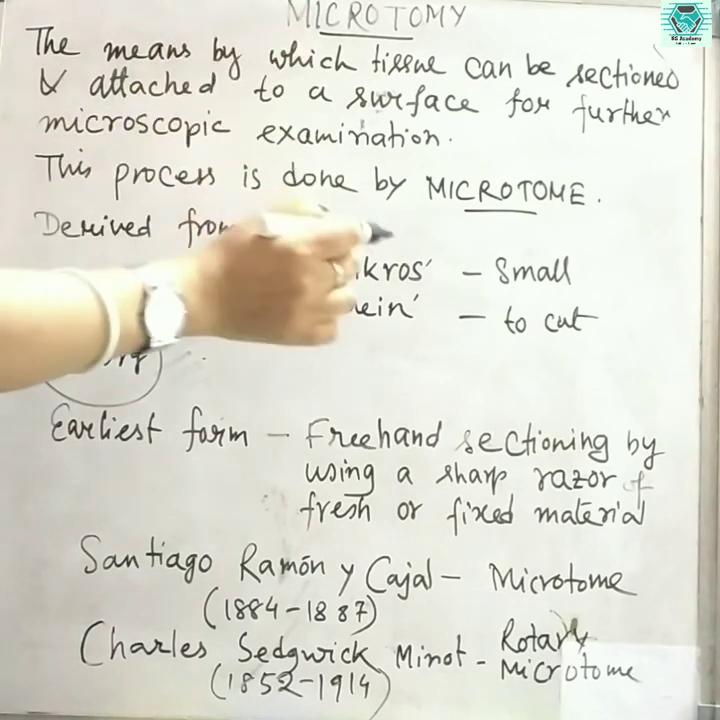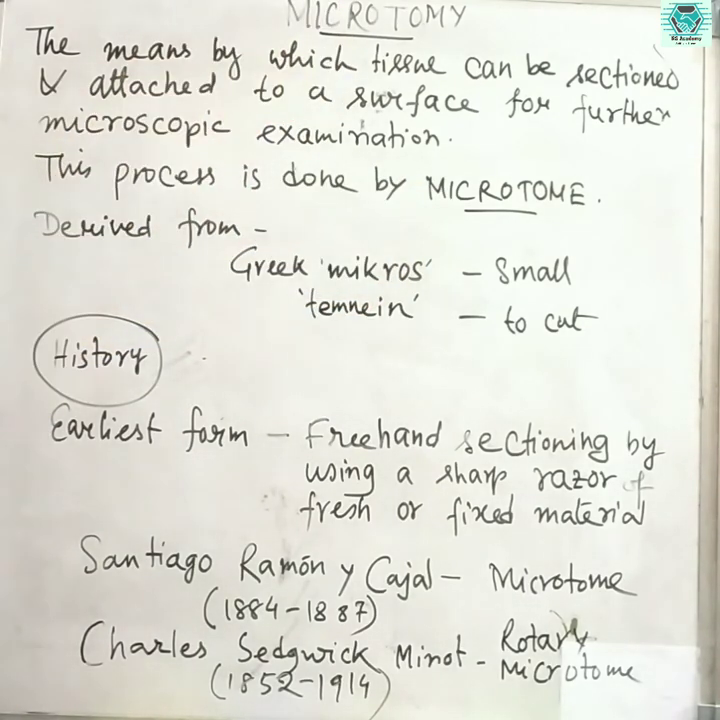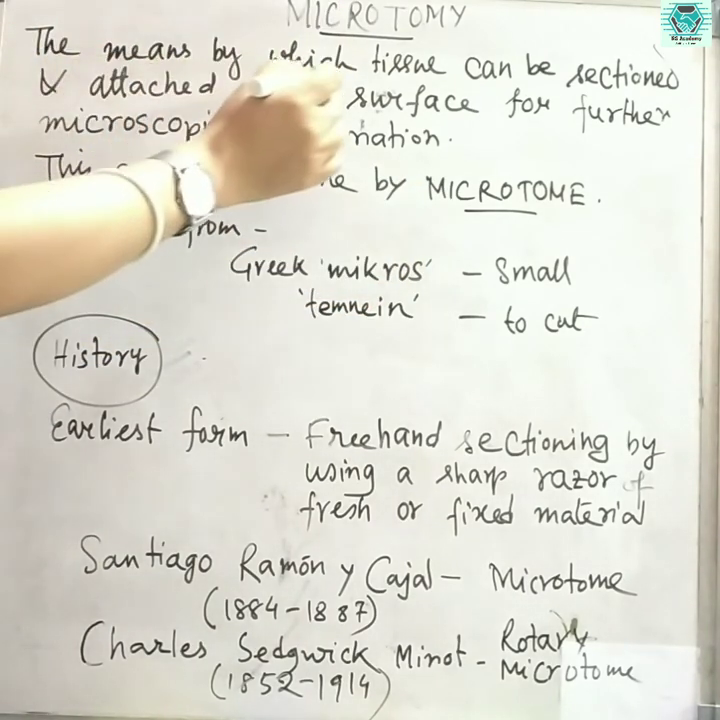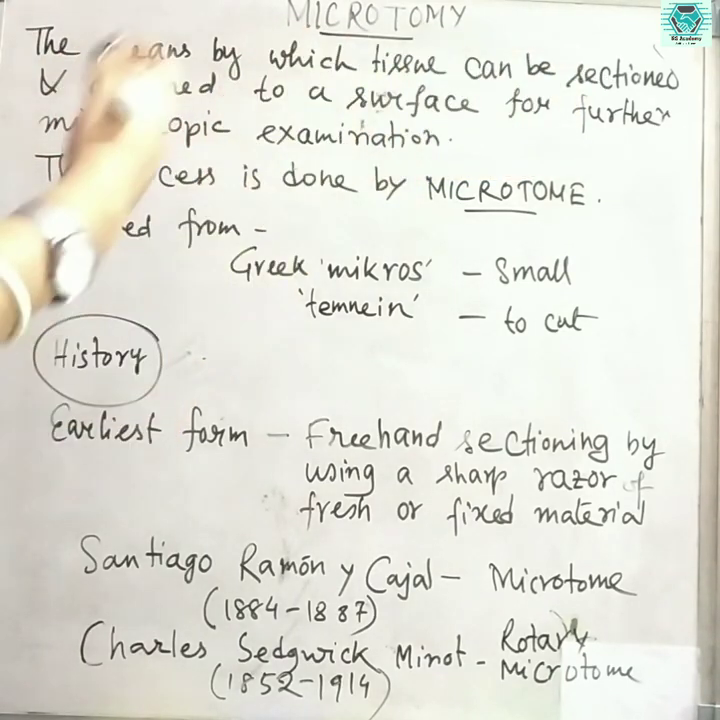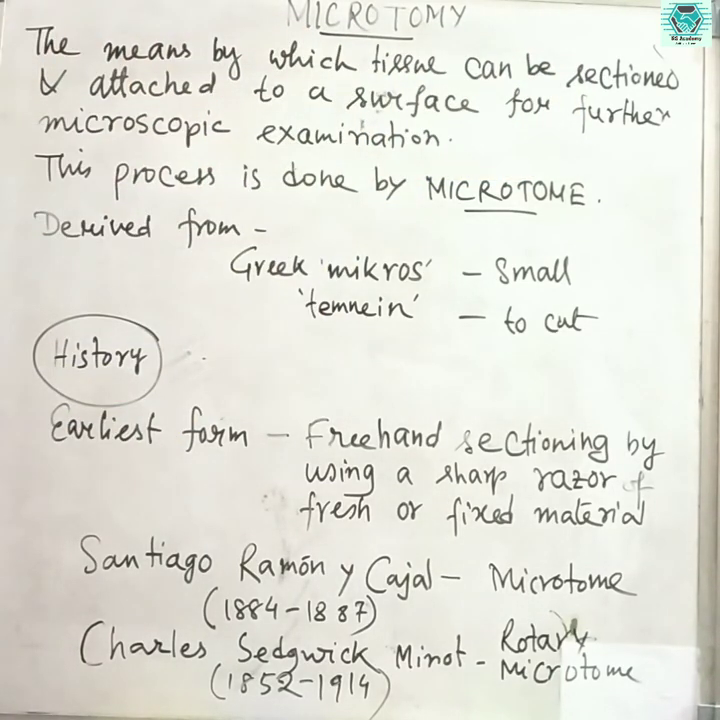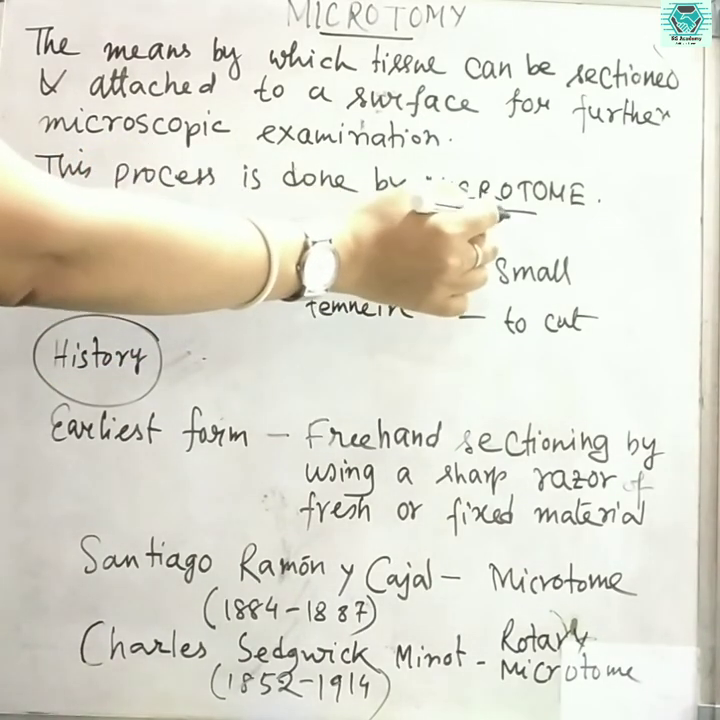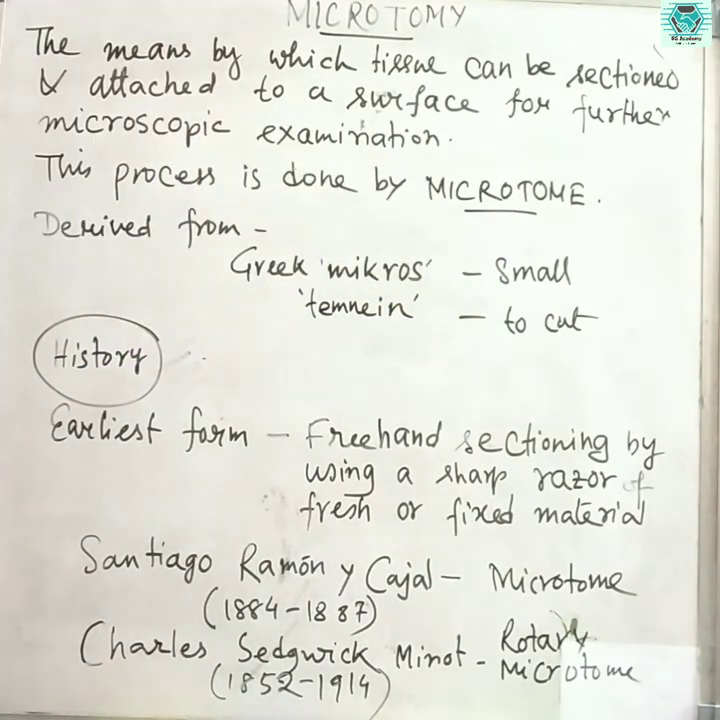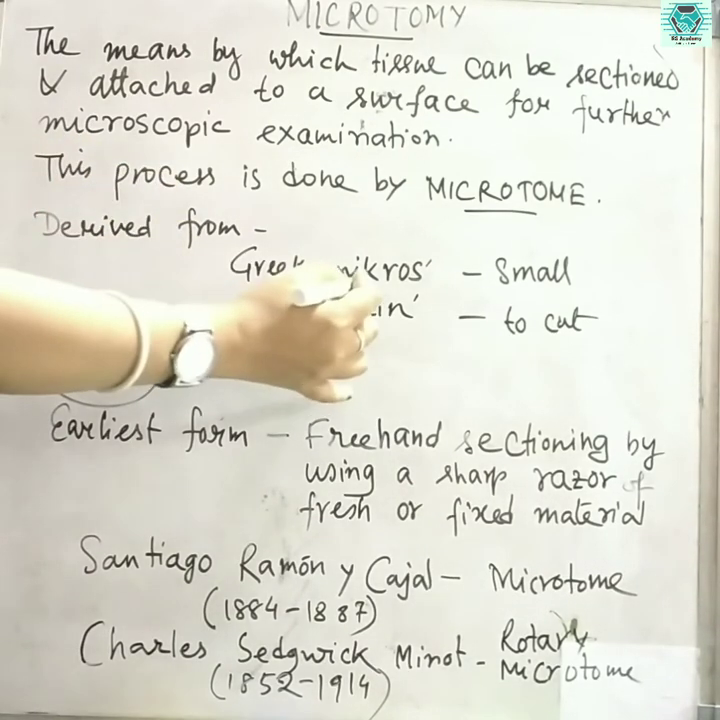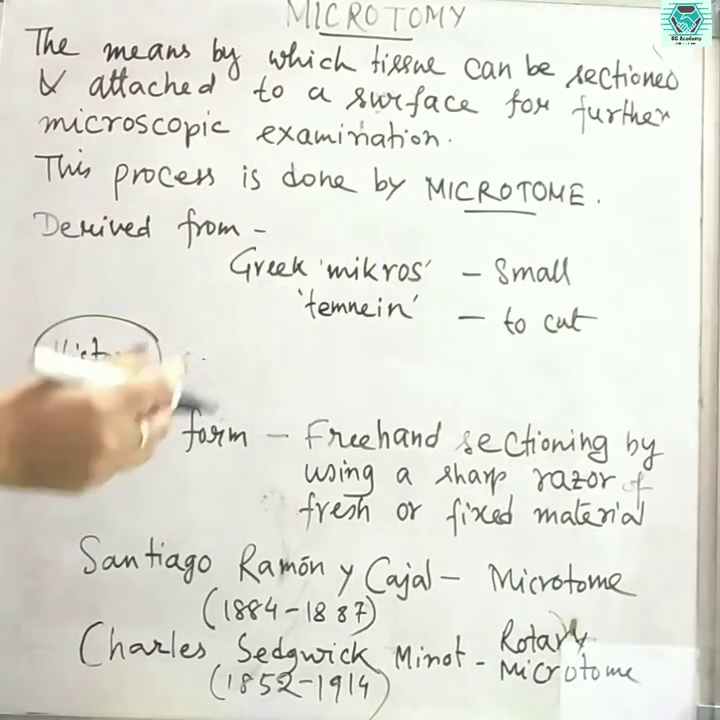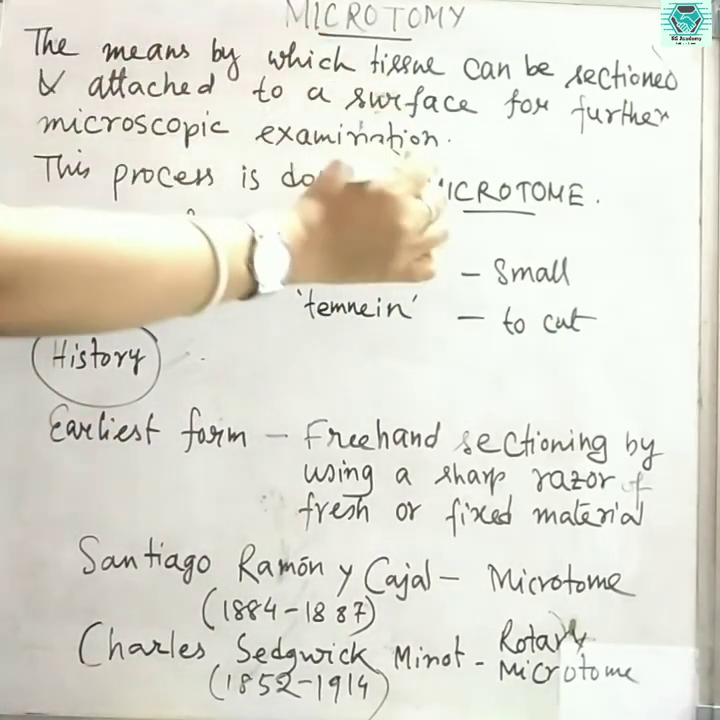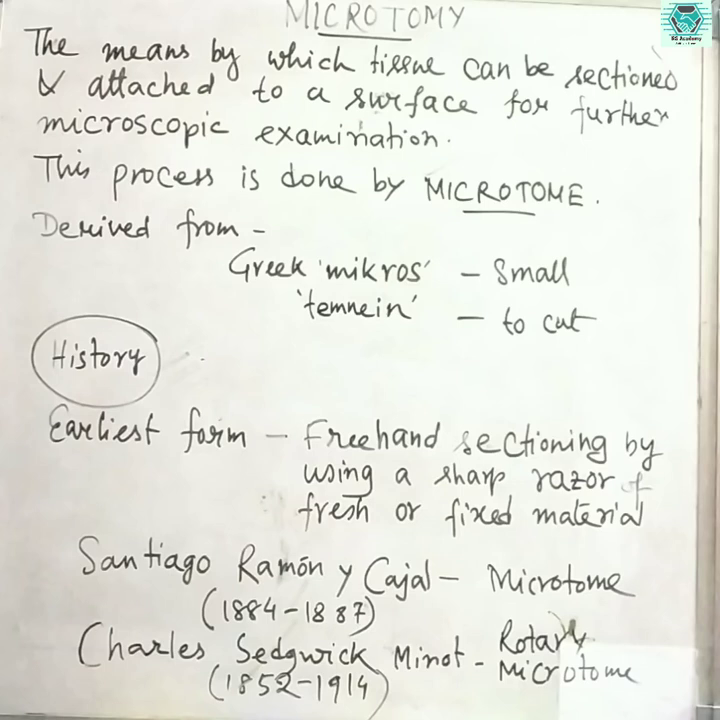Now what is microtomy? What is a microtome? So microtomy is the process, the means by which the tissue can be sectioned and attached to a surface for further microscopic examination. The process is called microtomy and the instrument is called a microtome. So where does the word microtome come from? The Greek micros, which means small, and temnin, which means to cut. So from these words the word microtome has come.